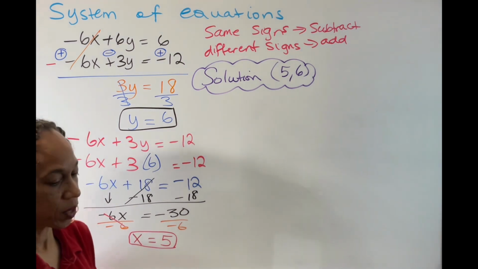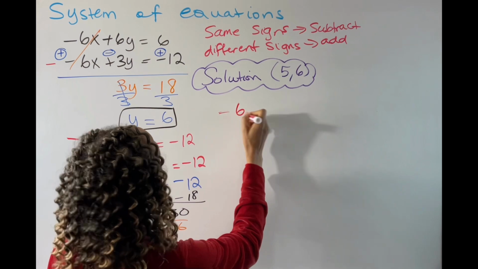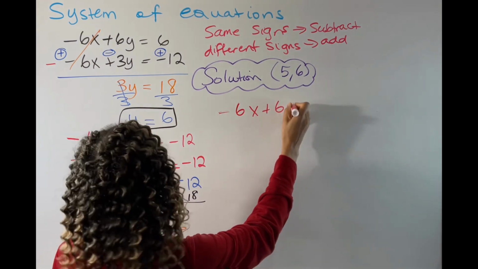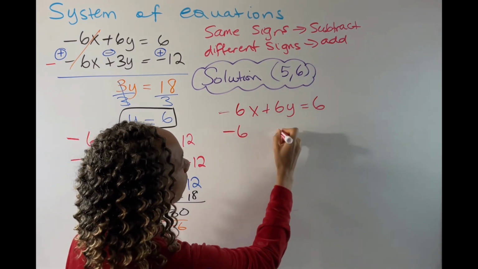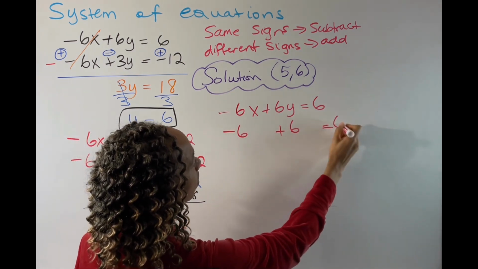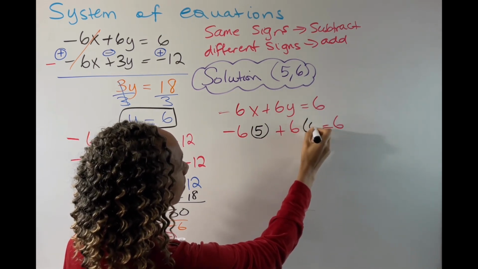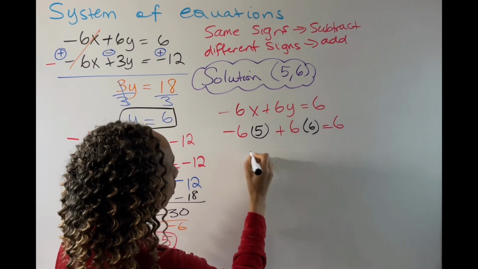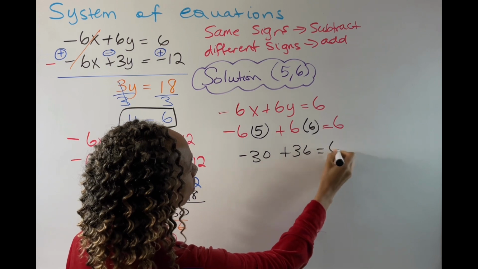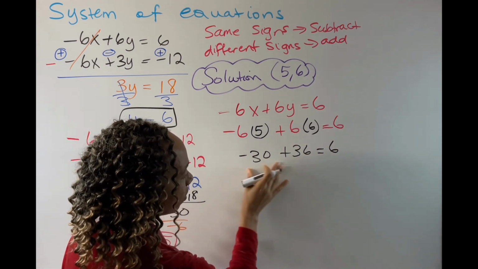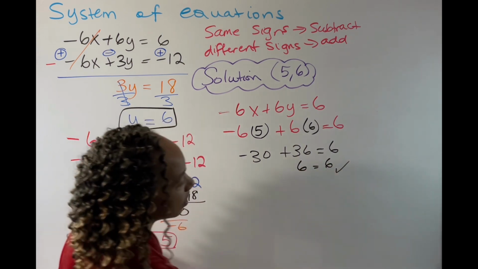Let's test that. So we have our ordered pair here. We start off first with the negative 6x plus 6y equals 6. We are going to substitute our solution here. For x is going to be 5, and for y, I'm going to substitute the 6. So this is going to give you negative 30 plus 36 is equal to 6. Then you have to add this side. So definitely, yes, 6 is equal to 6. And yes, this is true.